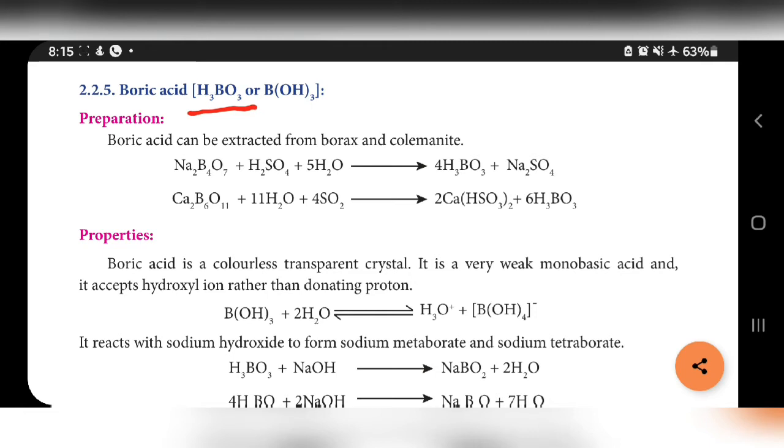First one, preparation of boric acid. Na2B4O7 is reacted with sulfuric acid, H2SO4, with water. It gives boric acid and sodium sulfate. The 2 sodium takes this SO4, means it forms Na2SO4. Remaining all are combined, means you will get 4 molecules of boric acid.